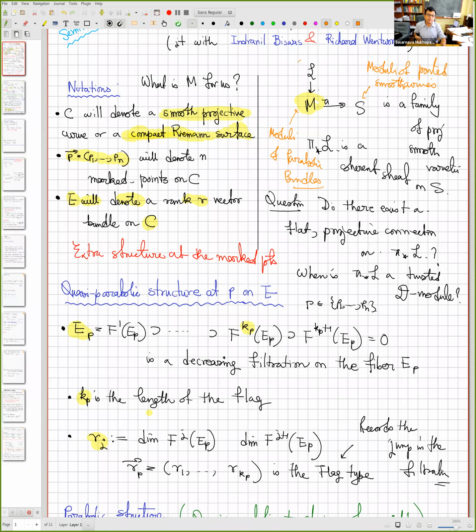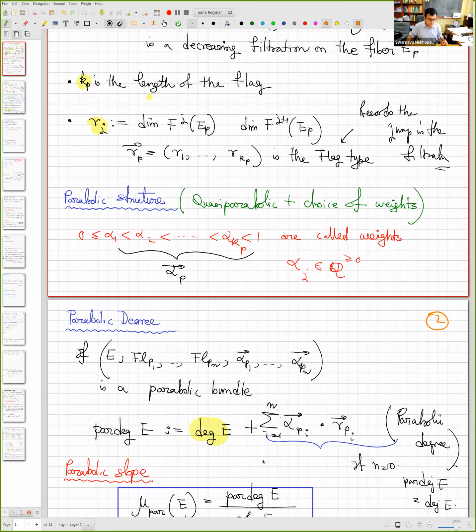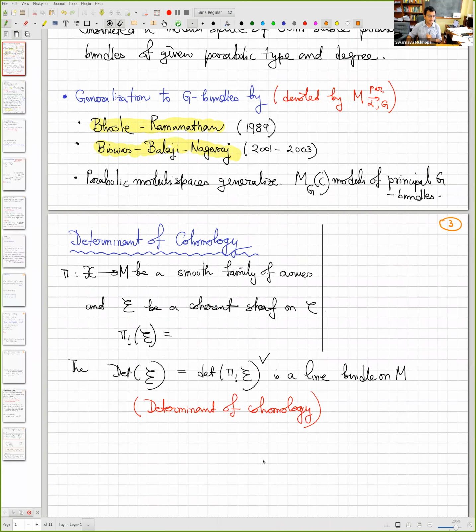And now I need to tell you what this L is going to be. Okay, so in the moduli setup, there is always a natural line bundle, which is known as the determinant of homology line bundle. So let me explain the determinant of homology line bundle. So suppose I have a family of curves, and E is a coherent sheaf on X.